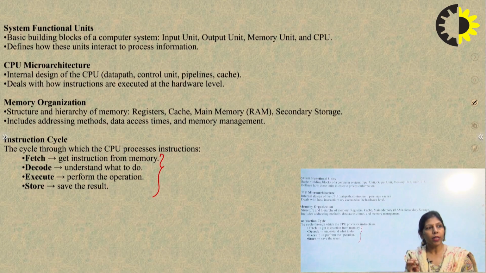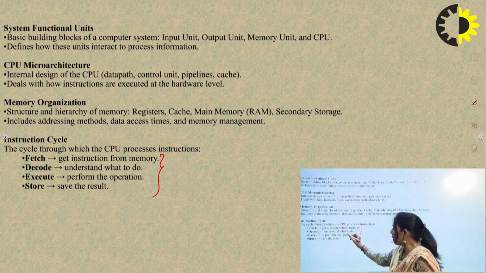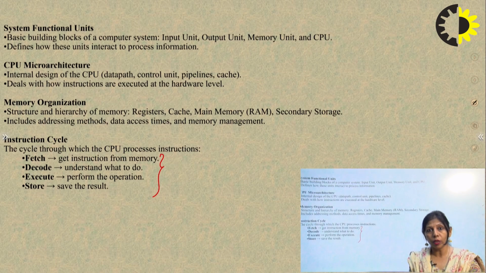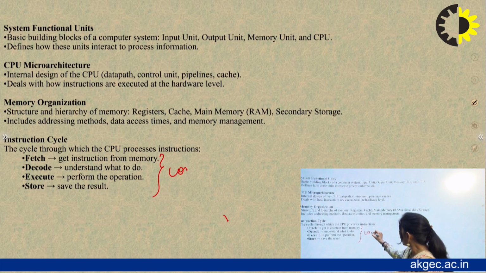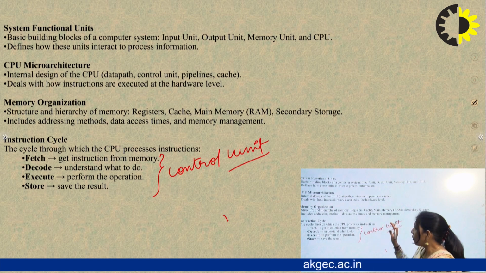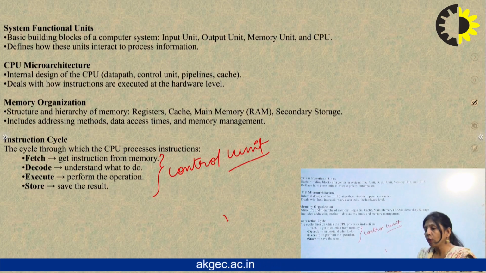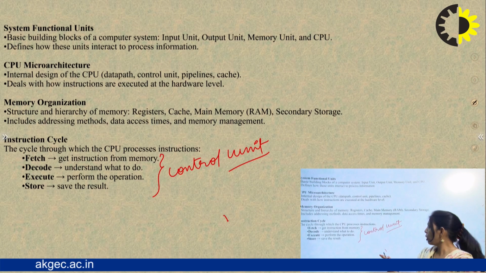Fetch gets the basic instruction from the memory, and then decode means that by using a particular decoder, it understands what it needs to do. Then the instruction is executed. This is the part of the control unit. It fetches, decodes, executes, and then stores the particular value in the memory or to the output peripheral itself, wherever that position is located.